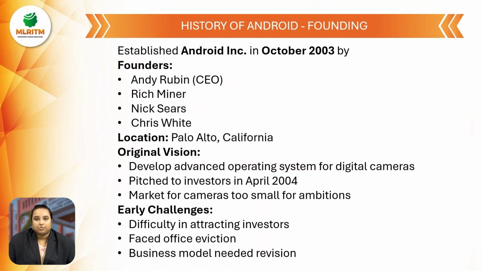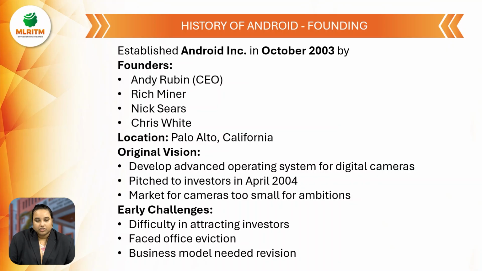Now the history and founding of Android. It was established as Android Inc. in October 2003. The founders were Andy Rubin, who was the CEO, and Rich Miner, Nick Sears, and Chris White, starting at Palo Alto, California. The original vision was to develop an advanced operating system for digital cameras.